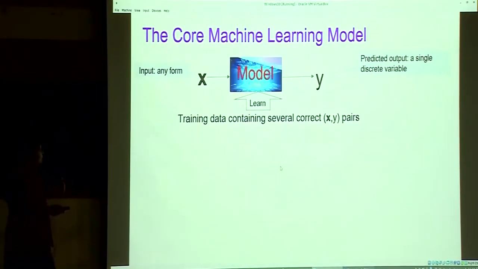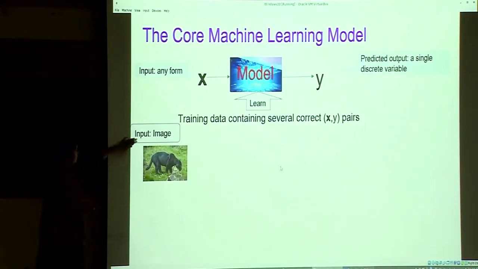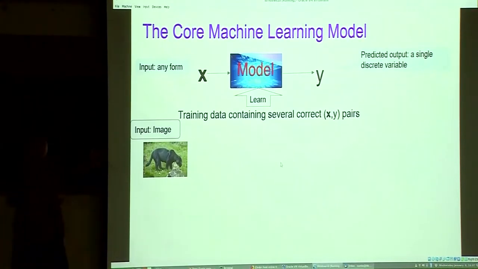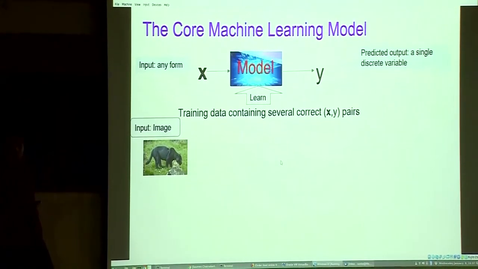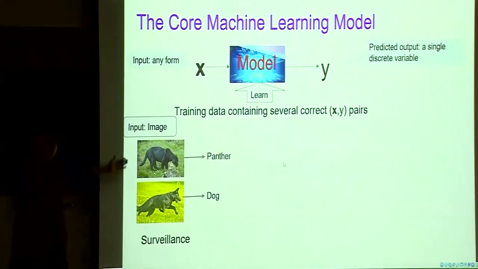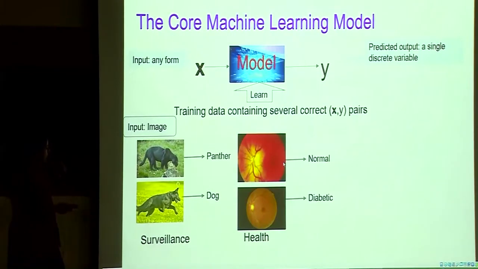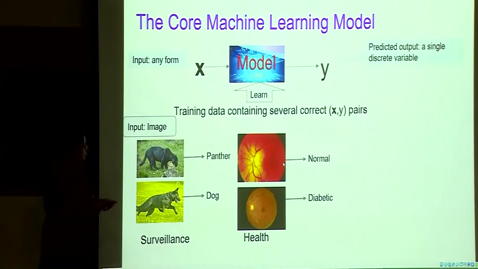For example, if your input X is an image, then suddenly you can give a computer the power to see, and that has applications in surveillance. So like in IIT Bombay, we would like to tell apart panthers from dogs using the capacity of classification trained on an image input, and it has applications in medical diagnostics.